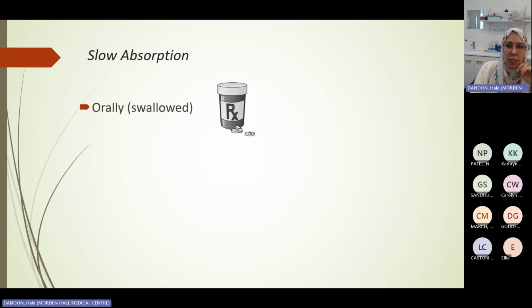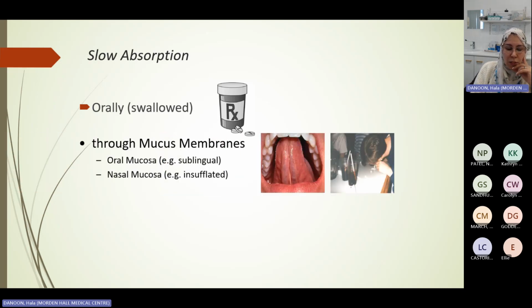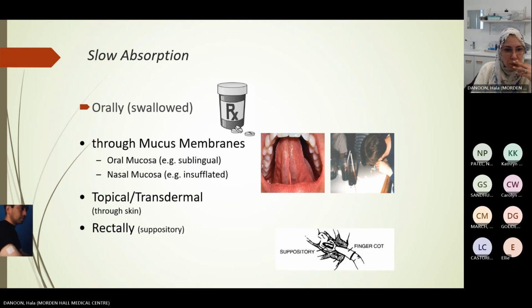Slow absorption is like orally administered medication. The reason is that we need to swallow it, it needs to go into your intestines, it needs to be disintegrated, and it has to pass through membranes, such as your oral mucosa, nasal mucosa, etc., and that can affect the absorption. Also, topical and transdermal can take quite some time to be effective because the drug needs to pass through the skin barrier before we notice the effect.